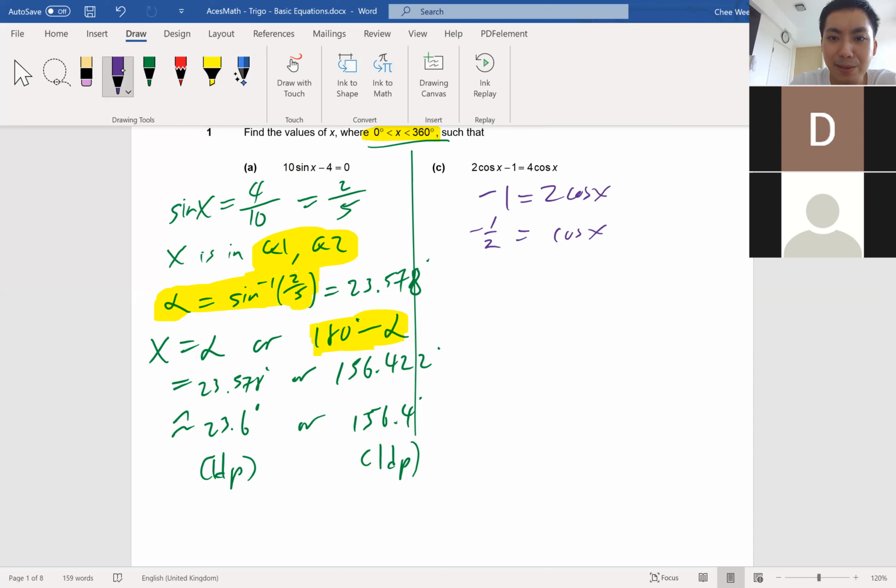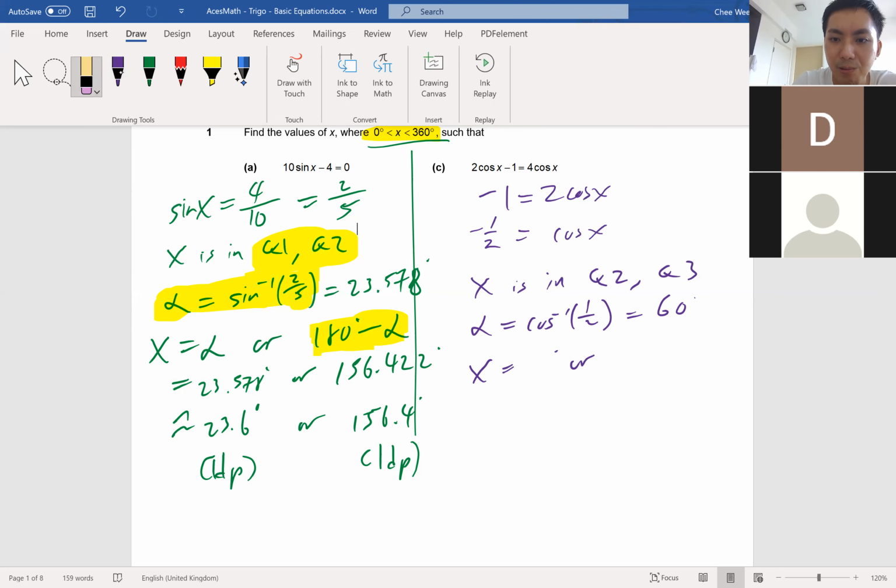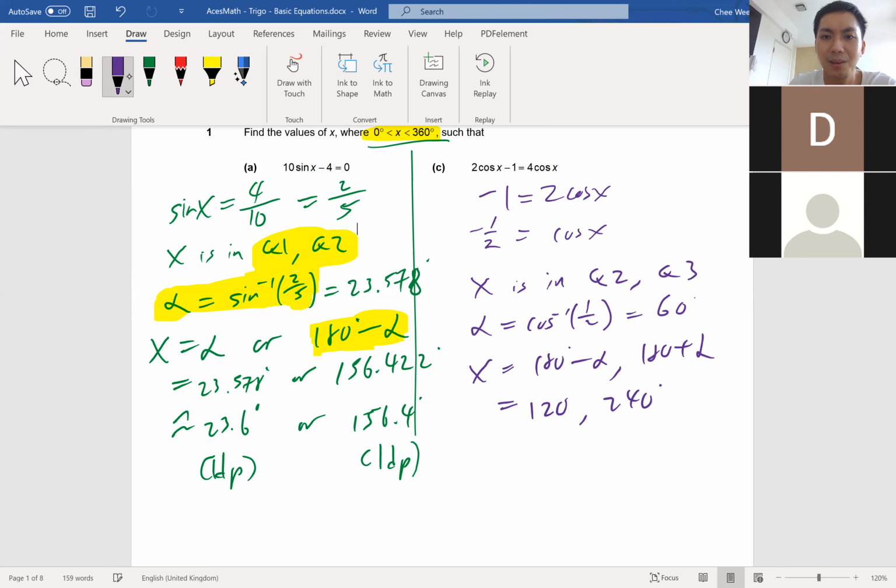So when I see this immediately, x is in Q2, Q3. So alpha is equal to cosine inverse half, which is 60 degrees. Then x is equal to, in Q2, 180 minus alpha, and in Q3, 180 plus alpha. So it's 120, 240. Okay?